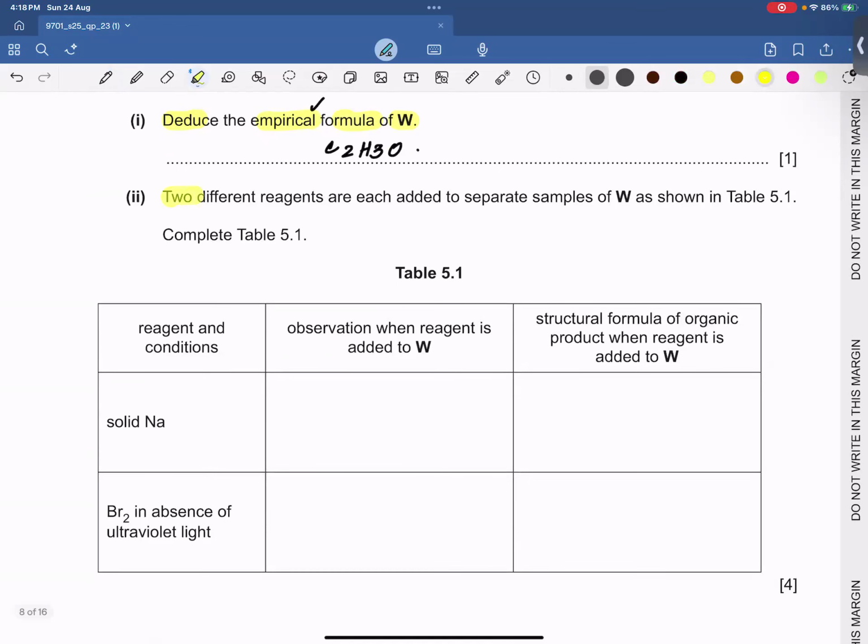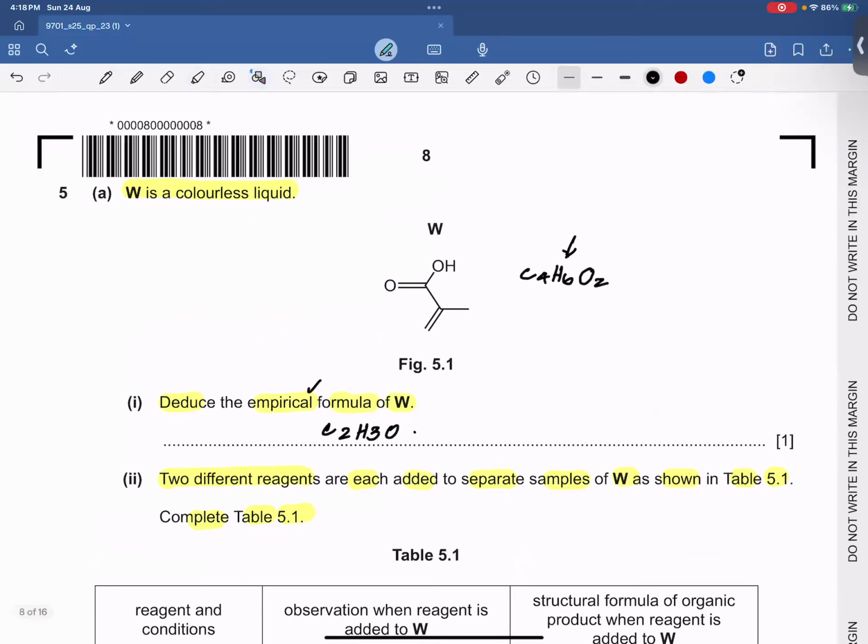2 different reagents are each added to separate samples of W as shown in this. Complete the table 5.1. First of all, let me tell you, this compound has 2 different sorts of functional groups. This one is carboxylic acid functional group. And this one is alkene functional group.